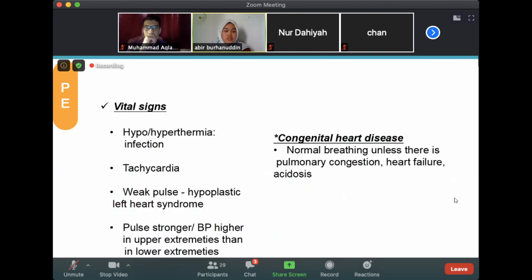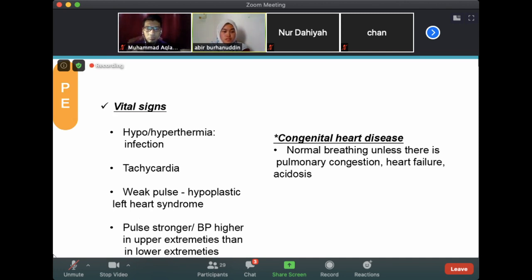Okay. Then for vital signs, first is the temperature. So in newborn or neonate, they tend to have temperature instability if they have any infection, like in neonatal sepsis, they can have hypo or hyperthermia. Then tachycardia and palpate for the pulse. The weak pulse can suggest hypoplastic left heart syndrome.